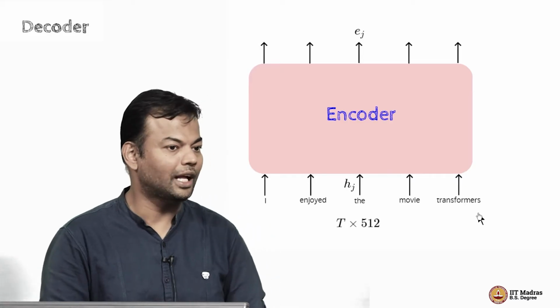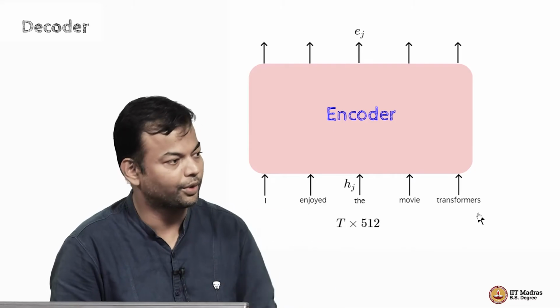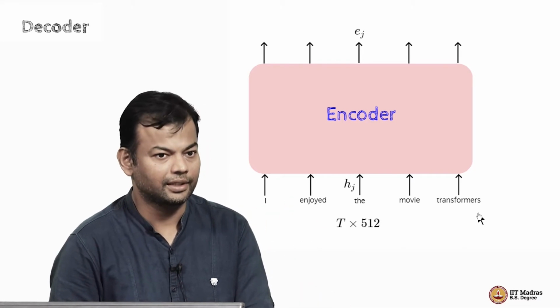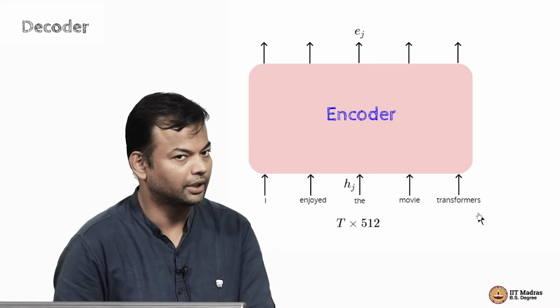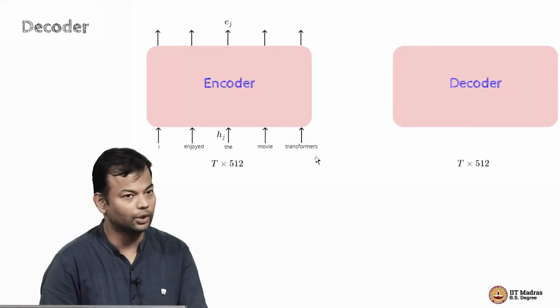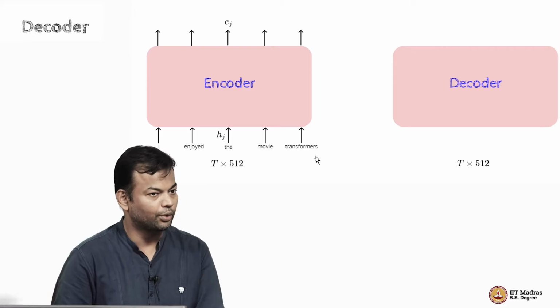Okay, so in the last lecture we looked at the encoder. We zoomed into the encoder and found out the different components inside it. Now in this video I'm going to talk about the decoder. We'll start with a very abstract representation of the decoder and then slowly zoom into it. So first of all, what does the decoder do?